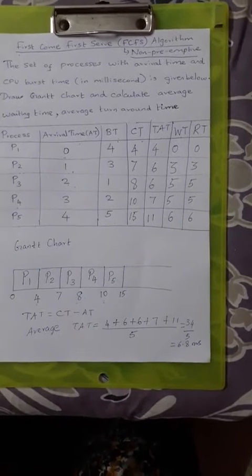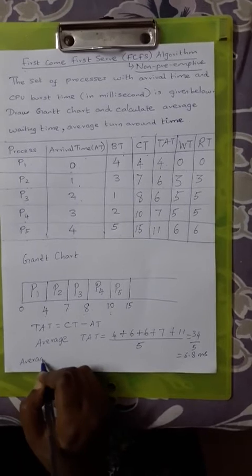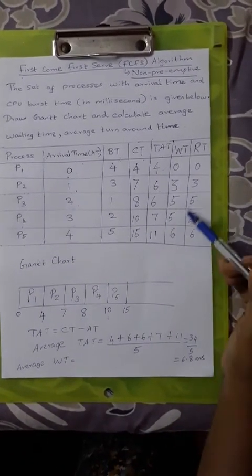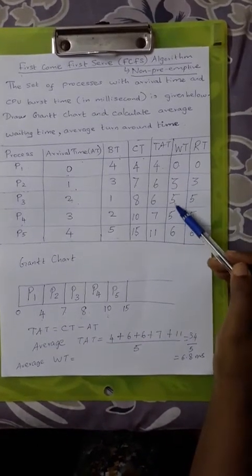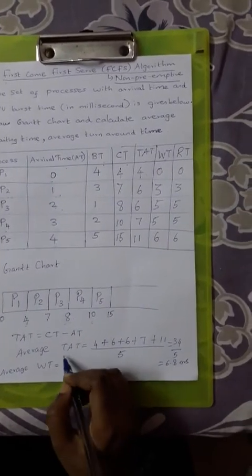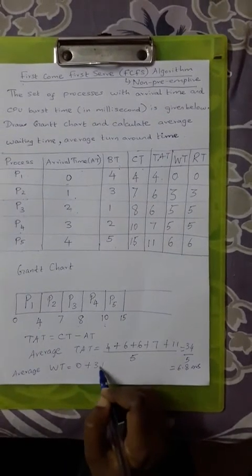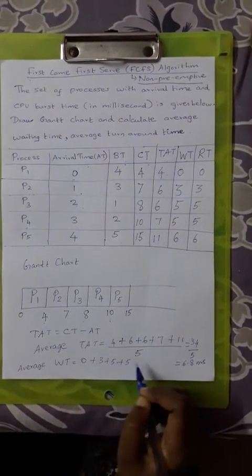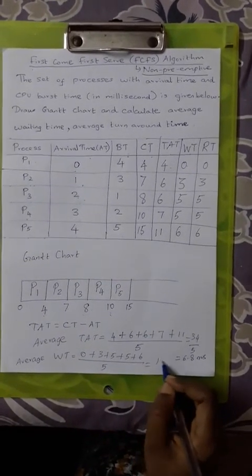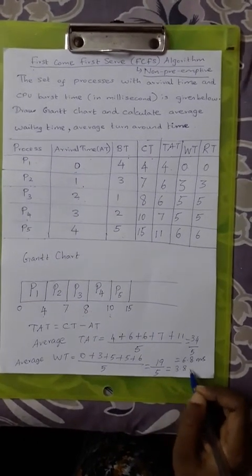Next, we have to calculate the average waiting time. Here the waiting time 0, 3, 5, 5, 6. So you have to add all these and divide it by 5. That's how you will be calculating the average. 0 plus 3 plus 5 plus 5 plus 6 divided by 5, which is 19 by 5, is equal to 3.8 millisecond.